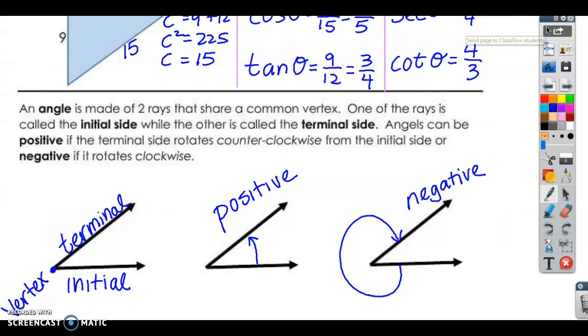An angle is made up of 2 rays that share a common vertex, right? Here's your vertex. One of the rays is called the initial side. Initial is where it starts, and then the other one is called the terminal side, where it ends. Angles can be positive if the terminal side rotates counterclockwise, so the opposite direction of the clock. Counterclockwise, positive angle. If it goes the other direction, which is clockwise, the direction of the clock, that's a negative. That'll be a negative angle, okay?